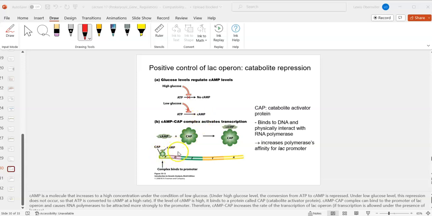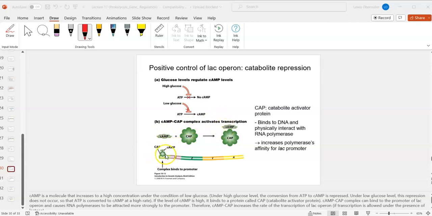Now, in the promoter region, there's a protein called CAP that binds to cyclic AMP, and this is a transcription factor that helps recruit the RNA polymerase. So, if these two are present, we get an increase in gene expression. If these two are absent, we get a decrease in gene expression. So, this makes sense. If you have low cyclic AMP, that means you have high glucose. So, if we don't have cyclic AMP, it can't bind and it can't recruit the polymerase.